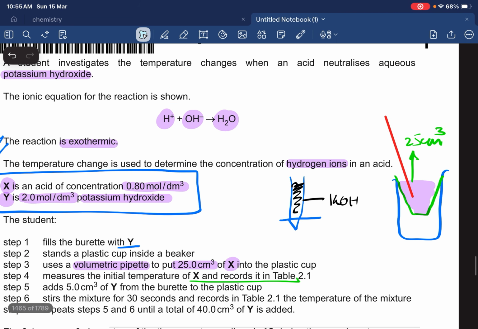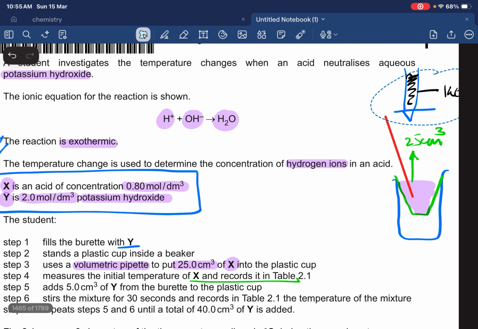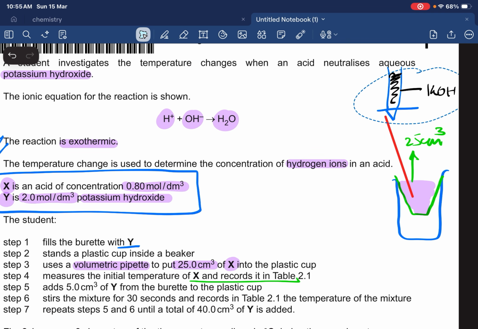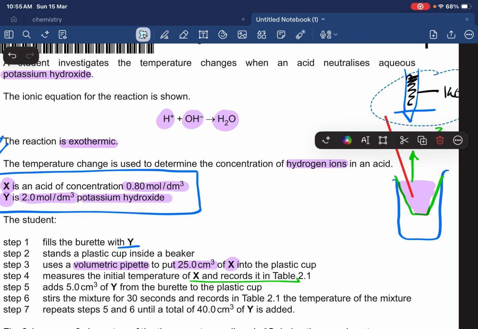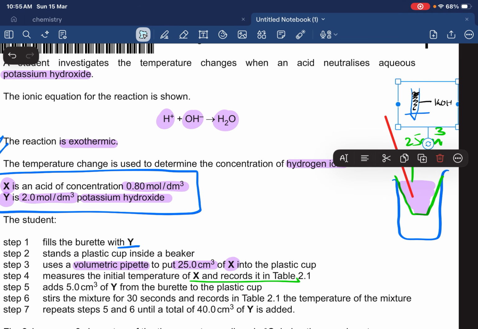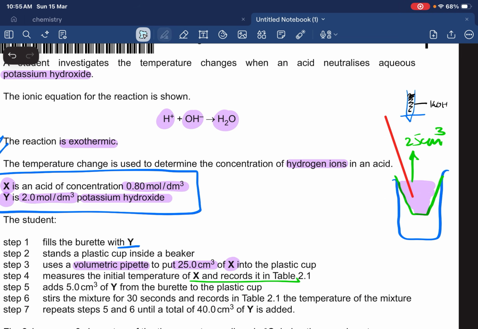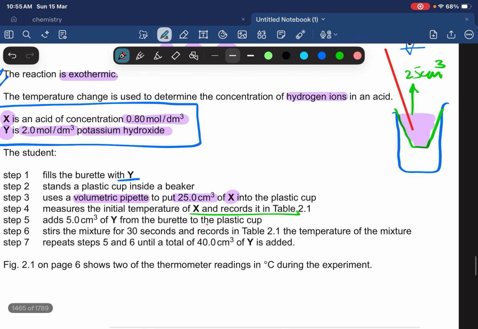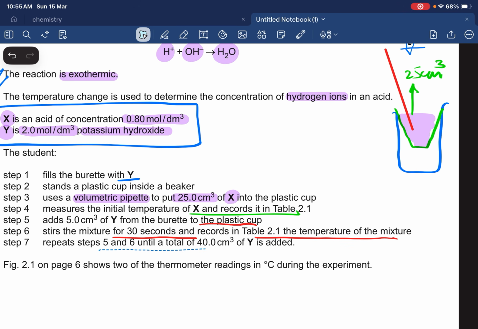So now we're going to be starting with a reaction. We're doing a neutralization reaction. We're going to place the burette, we're going to clamp it above it. And our burette has what kind of thing? It has potassium hydroxide in it. And then we're going to pour it dropwise, like 5 centimeter cube at a time, into the plastic cup, stir the mixture for 30 seconds, record in table 2.1 the temperature of the mixture, and repeat steps 5 to 6 until the total 40 cm cube of Y is added.